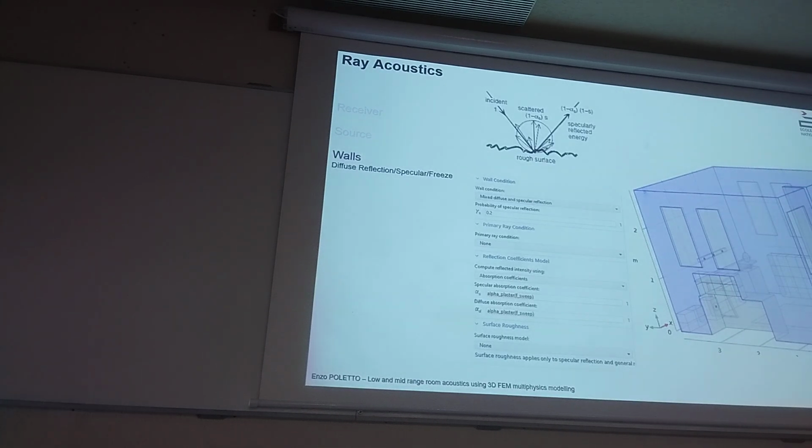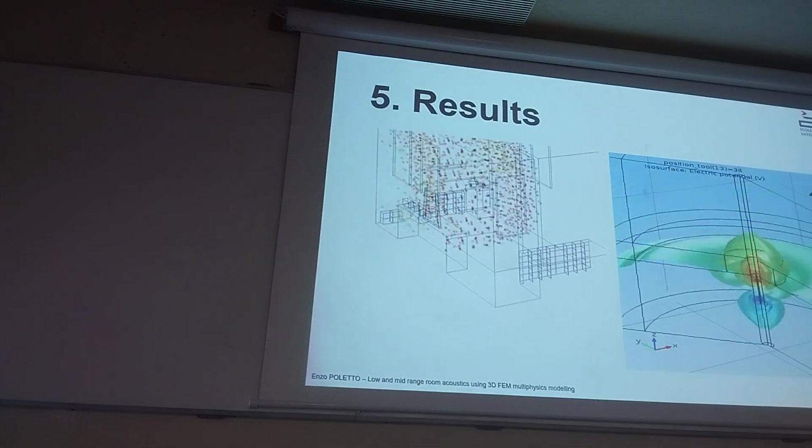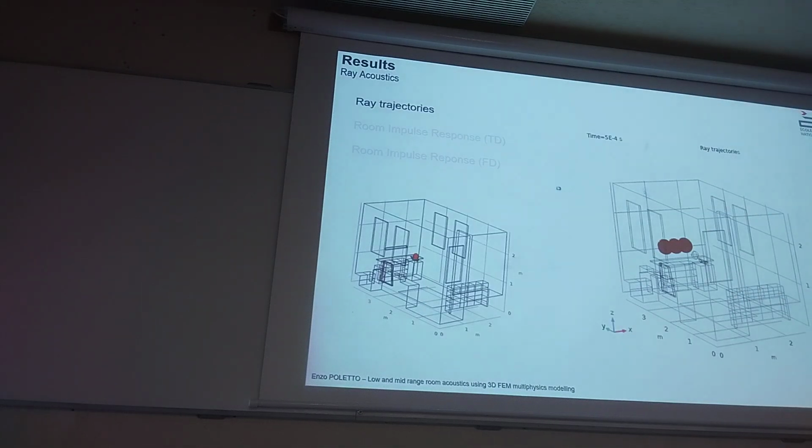Now, we're using plaster walls, so plaster walls usually is only specular, but if we pay attention to the roughness of the surface, there's necessarily a little bit of diffuseness as well. And now the results. One thing when we compute ray acoustics, which is very interesting to look at, is the ray trajectories throughout these little balls that scatter and bounce back. And we can see over here the first reflection points.